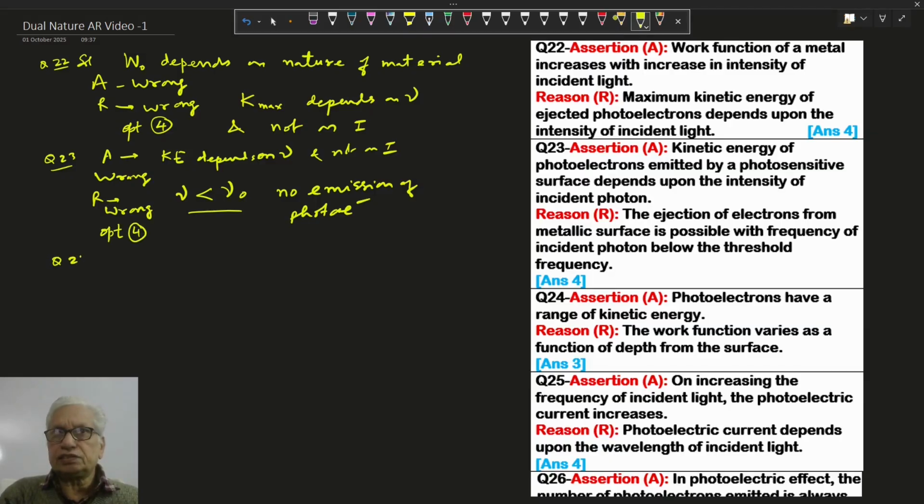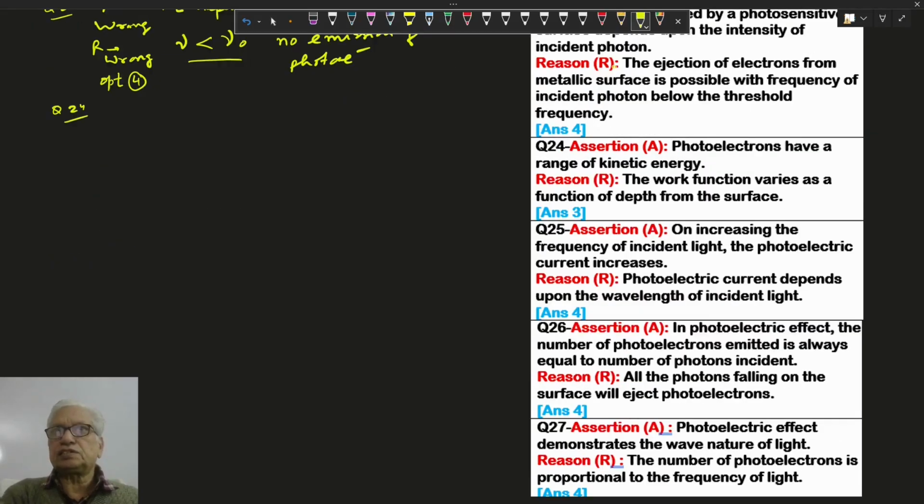Now question 24. Assertion: photoelectrons have a range of kinetic energy. Yes, it is true. Correct. Because photoelectrons range from 0 to maximum in the photoelectric equation. Whatever kinetic energy is there, it is in the equation. It is maximum, otherwise 0 to maximum. This is the range. So it is true.